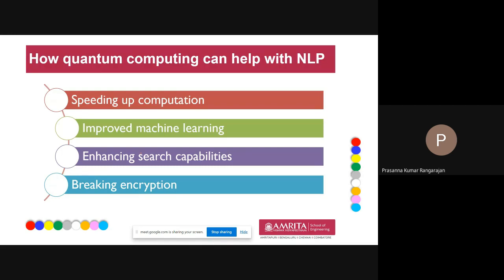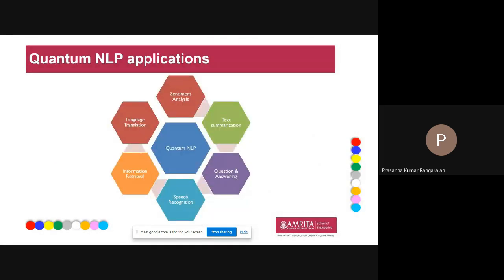Okay, now this particular slide has explained to you how quantum computing can aid NLP in terms of speeding up communication, improving the algorithm, enhancing the search capability, breaking encryption, etc. Now, let me just move on to the next slide, where I just wanted to project some applications of quantum NLP. The same applications I mentioned earlier for NLP apply well here. We can use it for sentiment analysis, text summarization, question and answering sessions, speech recognition, information retrieval, language translation, etc.